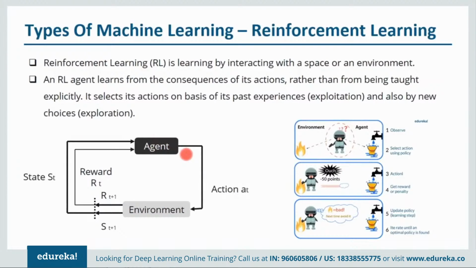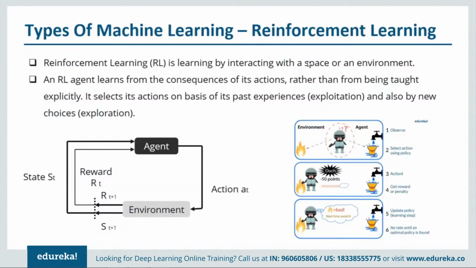Now there's a diagram in front of your screen. So what happens is you have an agent, all right, and that agent performs some action. On the basis of that action, it'll be exposed to some sort of environment. Now if that action is correct, then it'll be rewarded. But if it is not, then it'll change its choice and it'll again perform some action. So this process will keep on repeating. So this is how reinforcement learning works.